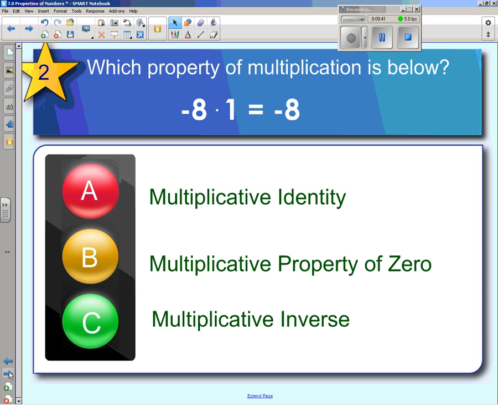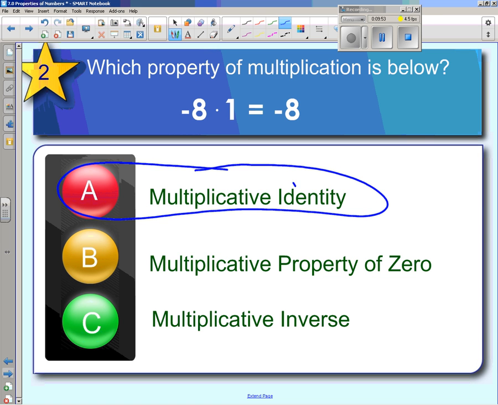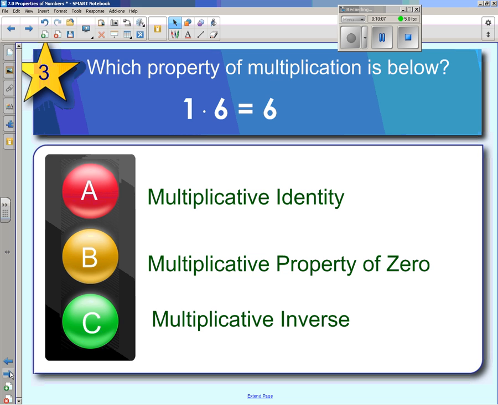Next, which property of multiplication is below? Pause the video, figure it out. And your correct answer is A, multiplicative identity. The identity properties deal with the number 1. What do you multiply -8 by to get the same number? You multiply it by 1. Oopsie, wrong way. Sorry. Question 3, which property of multiplication is below? 1 times 6 equals 6. Pause the video. And your correct answer is A, multiplicative identity. Once again, multiplying by 1 gets you the same value.